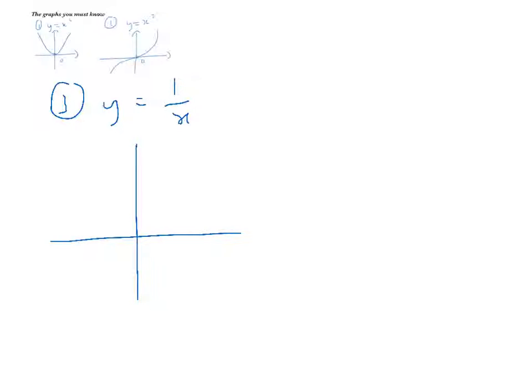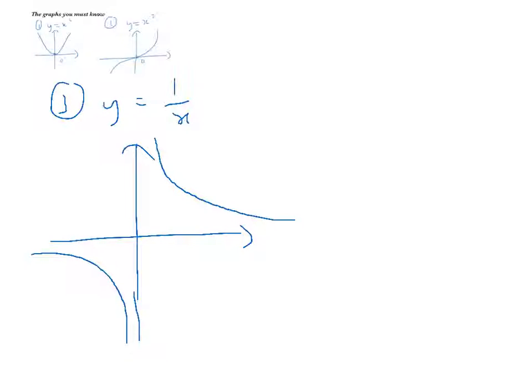But the graph that most students don't know when they come in is the reciprocal graph. That's y equals 1 over x, which looks something like this. Now, a few things to notice about the curve. This curve part here will never ever touch the y-axis here, just like this curve will not touch the x-axis here, and vice versa over here.